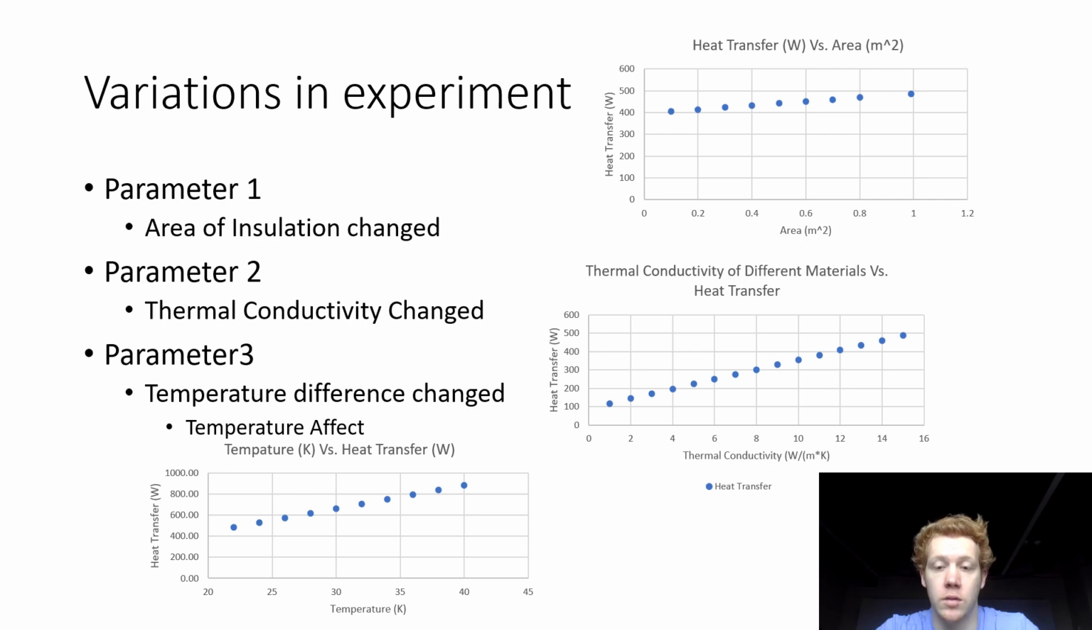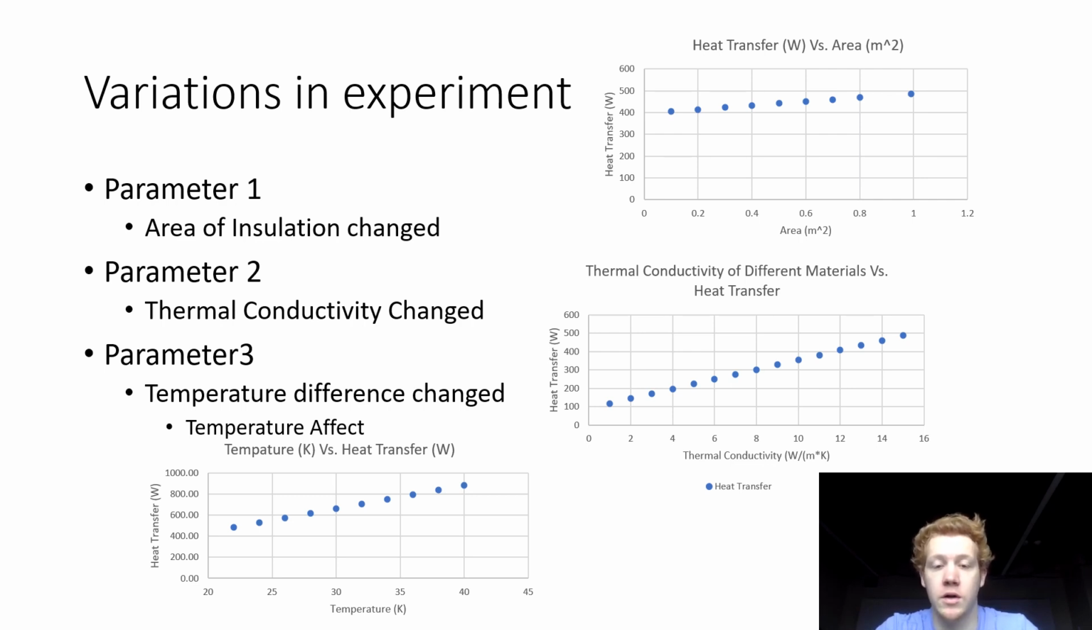Parameter 2 was thermal conductivity of the material. As you can see here, this was linear and this was a big effect. As thermal conductivity increased, so did the heat transfer. I would say that having a lower thermal conductivity in your home is going to help keep heat in.